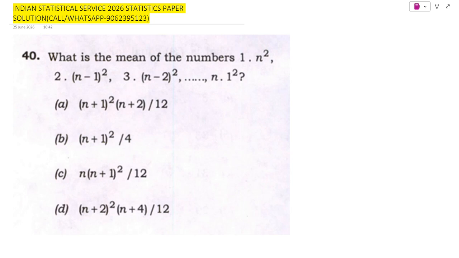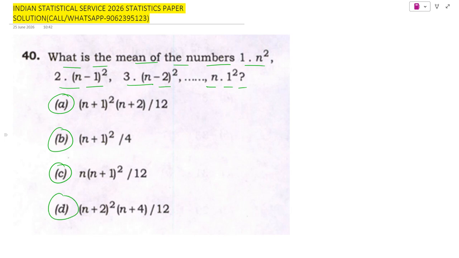The problem asks us to find the arithmetic mean of the following n terms, right? So what is the mean of the numbers 1 into n square, 2 into n minus 1 square, 3 into n minus 2 square, and this goes up to n into 1 square. Okay, and there are four options.